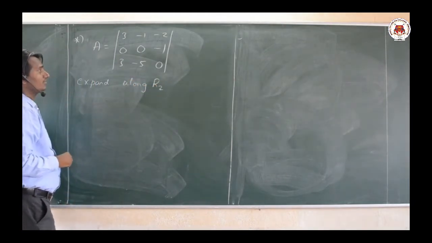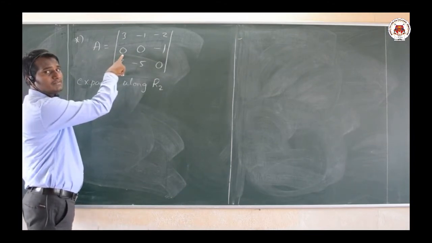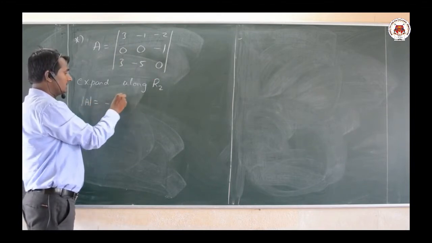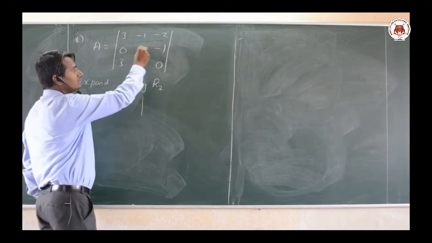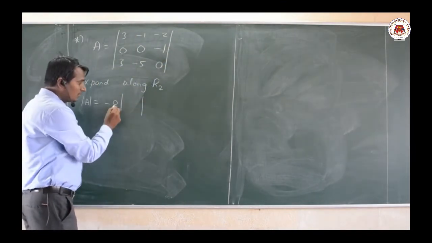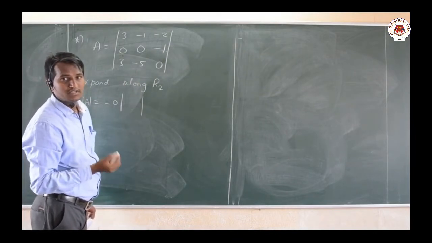Now how do we have to do it here? For this particular value, the sign is negative. So the determinant of A equals minus 0 into, we have to leave this row and this column. Since we have to multiply it by 0, we need not write the value.